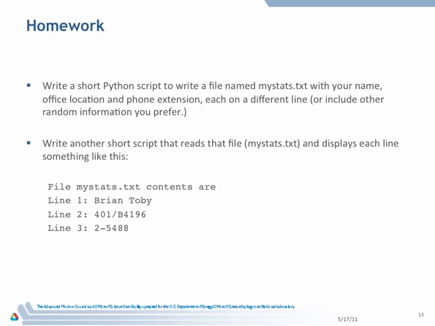Okay, I think that's everything I have. I've got some quick homework. Write a short Python script to create a file. As in my example, put your name, office location, and phone extension. If you'd rather not do that because you consider that information confidential, you can write anything else you want in your file. And then have another short script that reads that file and displays it in a fashion like this, where you put in a line number to show you what you've got. Yes, John.